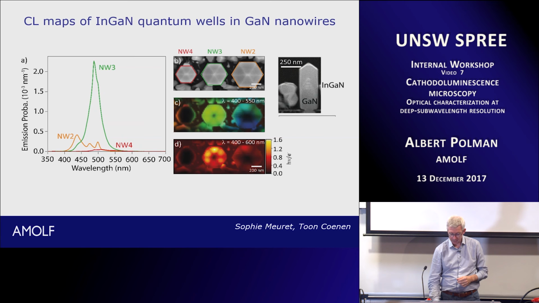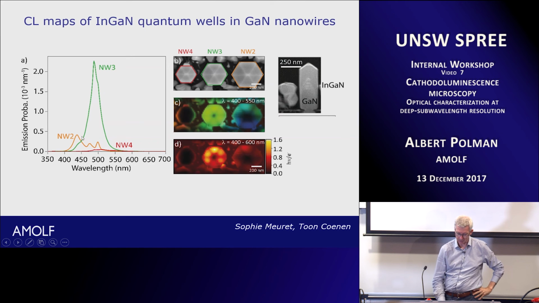And then finally, I want to show you these nanowires. Here is a side view, a gallium nitride nanowire grown by MBE with indium gallium nitride quantum wells in between. And if you look at the top, these are these hexagonally shaped wires. And then you park the electron beam on each individual wire. So for every wire you can take a spectrum. You see they're completely different in this case.